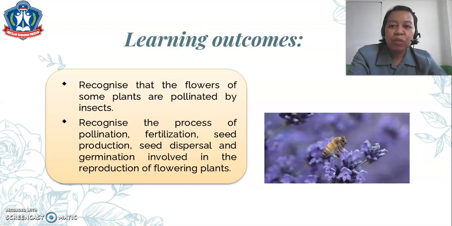Recognize that the flowers of some plants are pollinated by insects. Recognize the process of pollination, fertilization, seed production, seed dispersal, and germination involved in the reproduction of flowering plants.